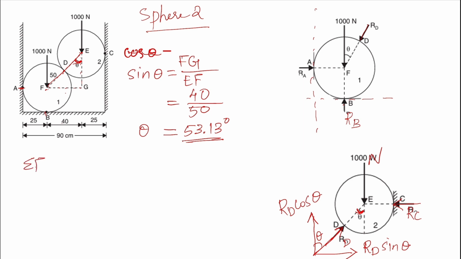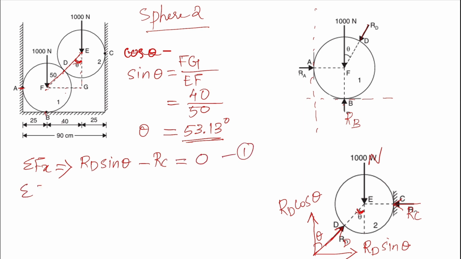So sigma Fx equal to 0 and sigma Fy equal to 0. Right. So in considering sigma Fx, here we have RD sin theta which is to the right side. So RD sin theta is positive. Then RC is to the left side. So RC is negative. It's equal to 0. Okay. This is one equation.